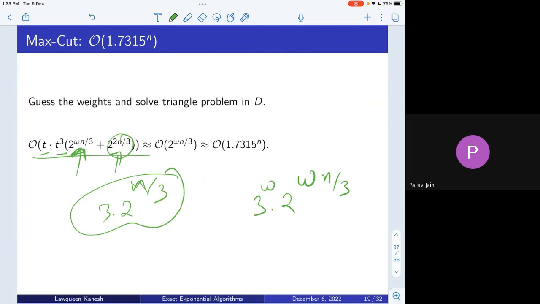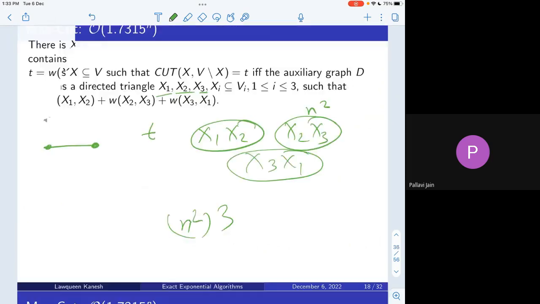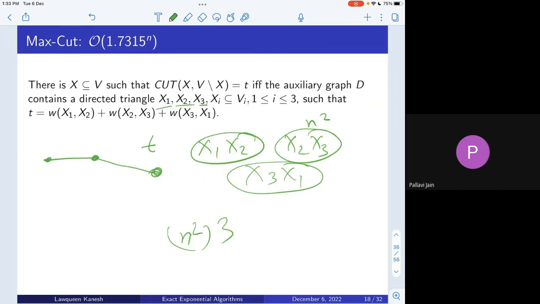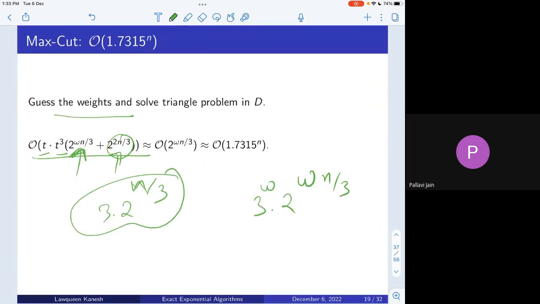Sorry. This guessing of the weights is what I mentioned here, that we can actually find out the weights on the triangle edges we are looking for. So we can actually guess this max cut weight. Whatever the maximum weight is, we can guess it. We have n choose two edges, we can just make a guess. Okay, the number t is the weight we are looking for. Then we can further partition the t into the three edge weights that we are looking for. So that will just give us t into t cube extra in the running time.